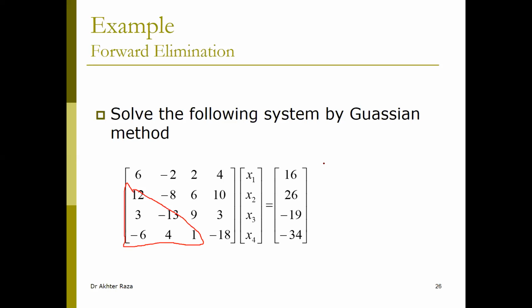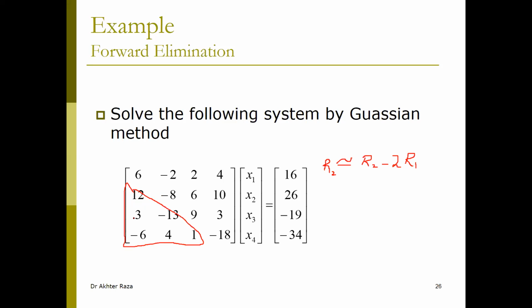R2 minus 2 times R1. So 2 times R1 will be subtracted from R2. So this becomes 0 because this is 6. When I multiply this 6 by 2, this becomes 12. 12 minus 12 becomes 0. So we will have 0 here. Whatever we will have here doesn't matter, but it should be 0.